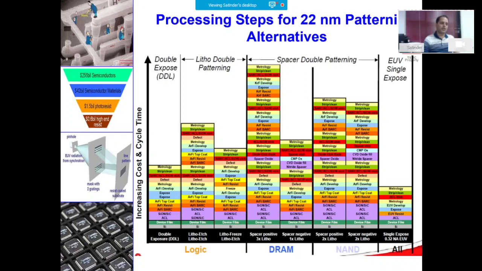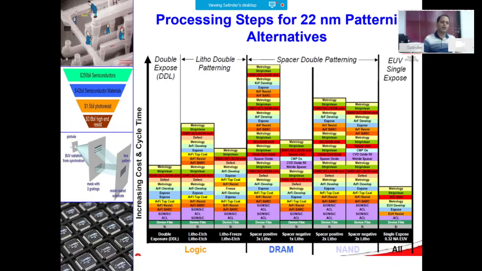But if you see on the right-hand side, the axis is increasing cost and cycle time. All these columns are increasing in cost, but in the end, EUV, here the cost is very low, and therefore it is so popular these days. Even immersion lithography, which is comfortably used these days for patterning the 22 nanometer technology node, and even below that, there is no doubt about that, but the cost is more.